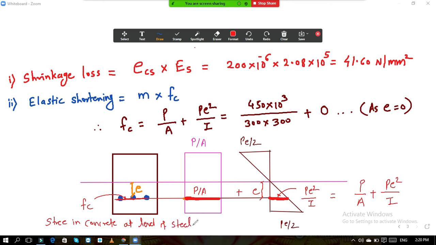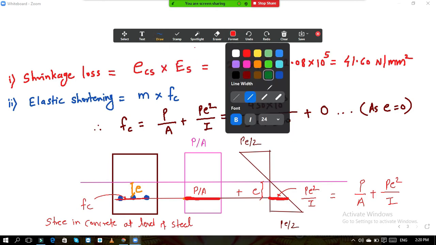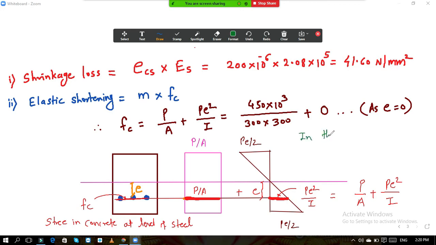What will be the stress in concrete at the level of steel, when e has some value? Now in our case, in this numerical, e is equal to 0, e's value is not given, so this term will become 0. The Pe square by I term becomes 0 because e is 0. So it will remain P by A. So this diagram will not be there, as e is 0.